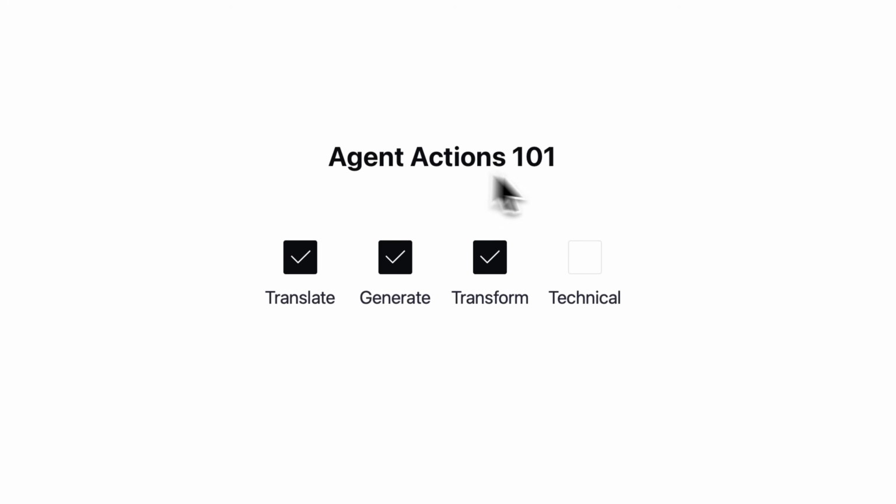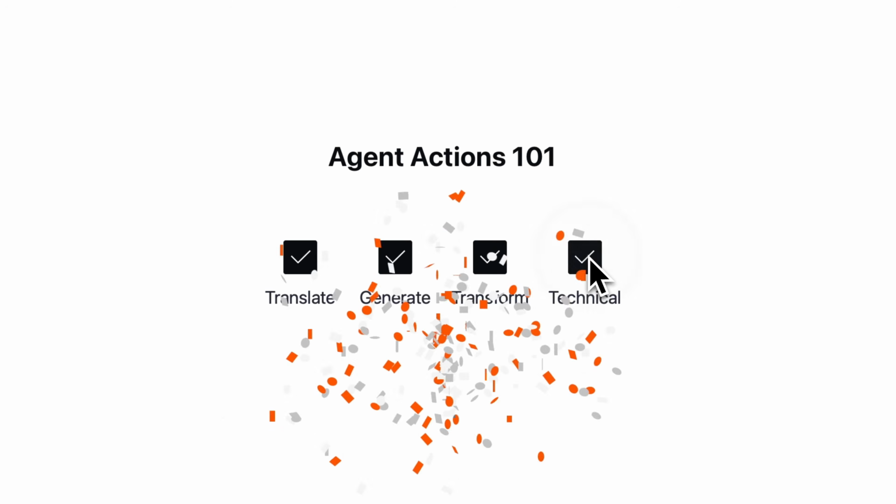These agent actions exist in the Sanity client, and they can run anywhere that you run code. Agent actions enable you to run AI automations in code, and they ensure that the output matches your schema. And that's Agent Actions 101.